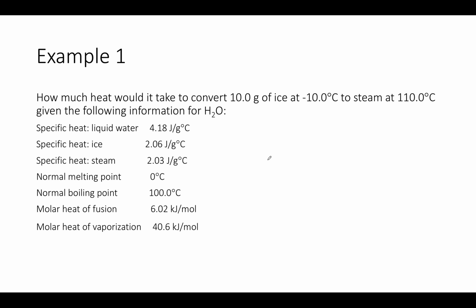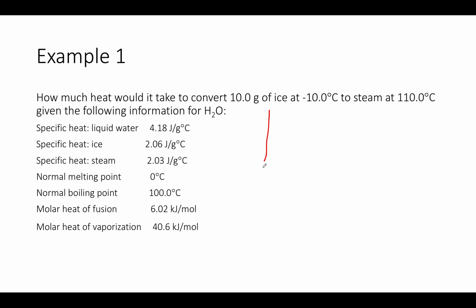Okay, so I have two examples here. These are typical problems that you will see. The calculations are a little bit involved, so I have an extra page where I'll be doing most of the calculations. How much heat would it take to convert 10 grams of ice at negative 10 degrees Celsius to steam at 110 Celsius, given the following information? So we're given various information. I'm not sure if we'll need all of this, but we are given specific heats of liquid water, ice, and steam, the melting and boiling point of water, and some molar heat of fusion and vaporization.